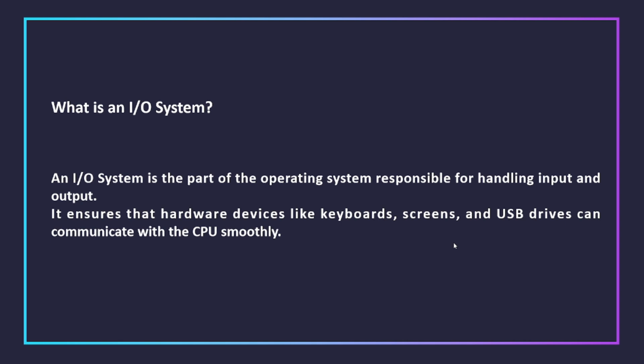An I/O system is a part of the operating system responsible for handling all input and output operations. It ensures that hardware devices like keyboards, screens, and USB drives can communicate with the CPU smoothly. Without an I/O system, the computer cannot interact with any external devices.